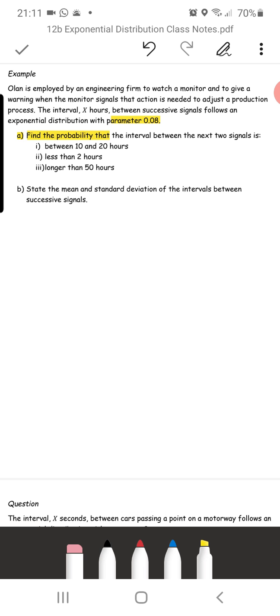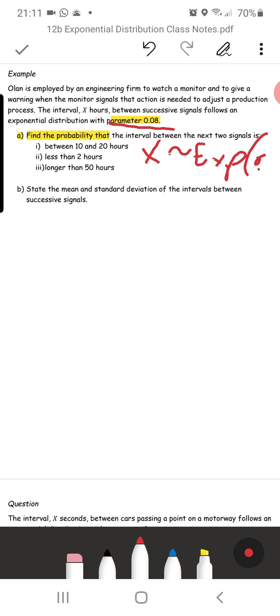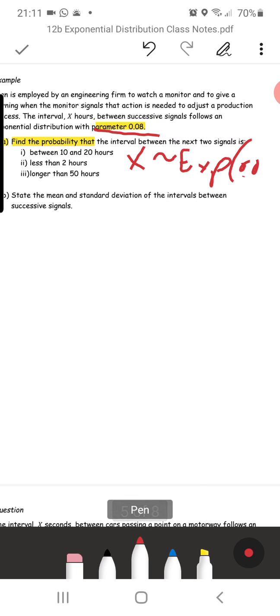It talks about a parameter of 0.08. I've already previously highlighted this in my first draft of this video. But if you've got a parameter 0.08, that is not the exponential mean, it's actually the Poisson mean. But the key thing is 0.08 is the parameter, it is the lambda that we use to describe this distribution. So X squiggle exponential 0.08. Looks like a pair of sad eyes.